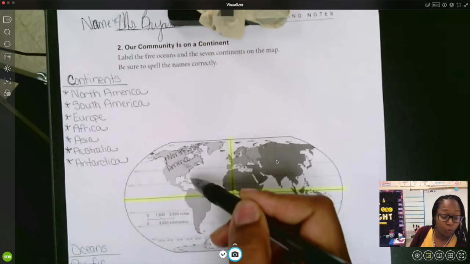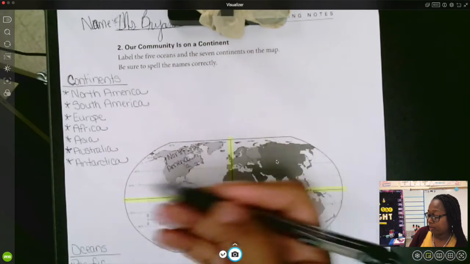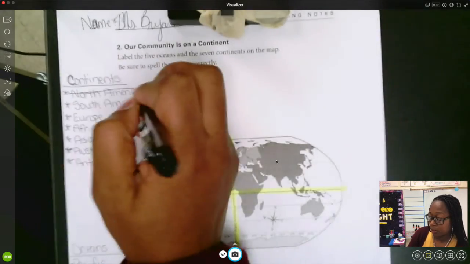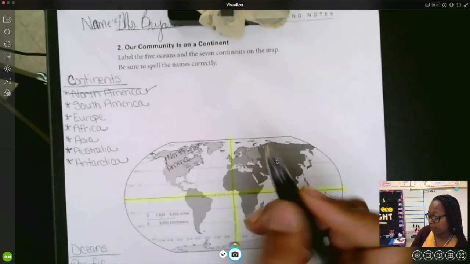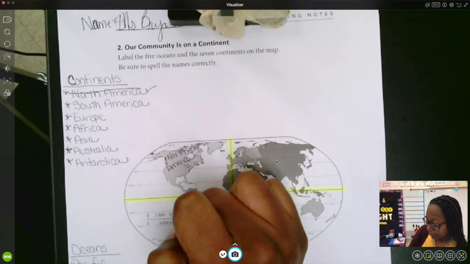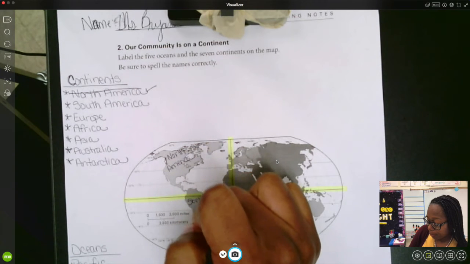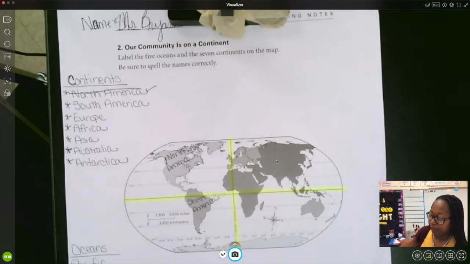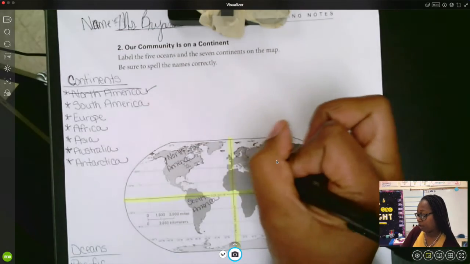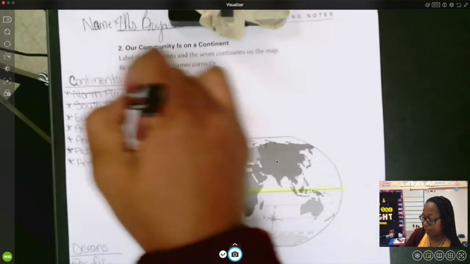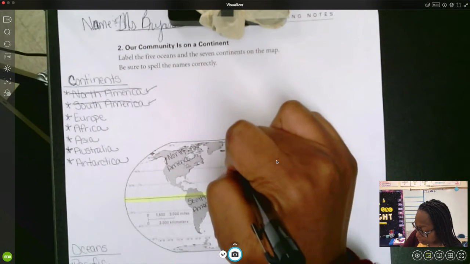And as you write the name of the continent, you can put a check by it or you can cross it out, whatever works for you. Right below North America and below the equator here is South America. We're going to do all the continents first and then do the oceans. If we go over on the other side of the prime meridian, you'll see Europe. This is Europe here.